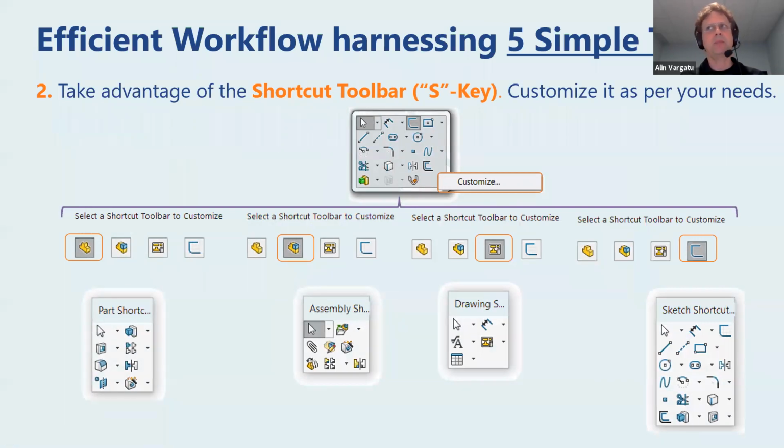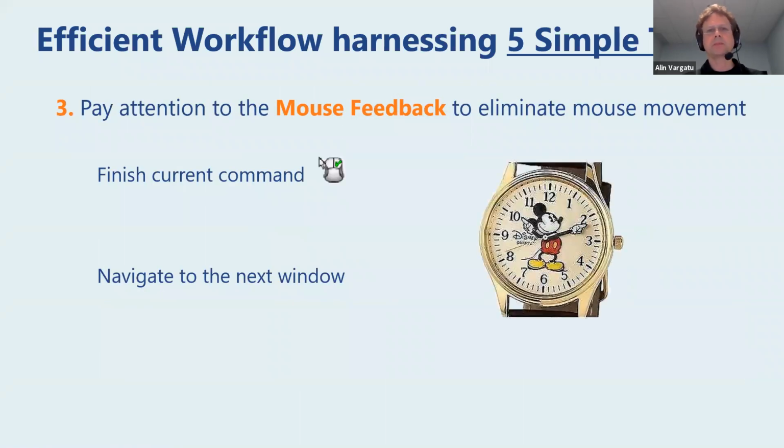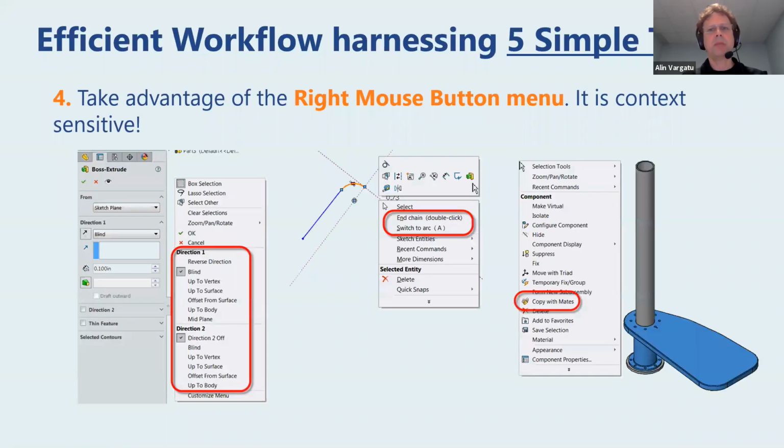So you press the S key by default, that's the default key to activate it. Pay attention to the mouse feedback. That's because you can finish the current command, but more importantly, as we're going to see if we have time at the end, you can navigate to the next window into a multi-window type of command. Take advantage of the right mouse button menu.